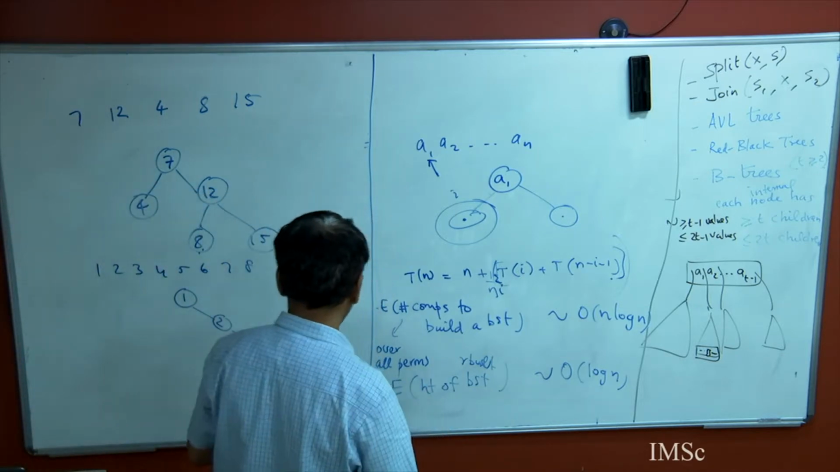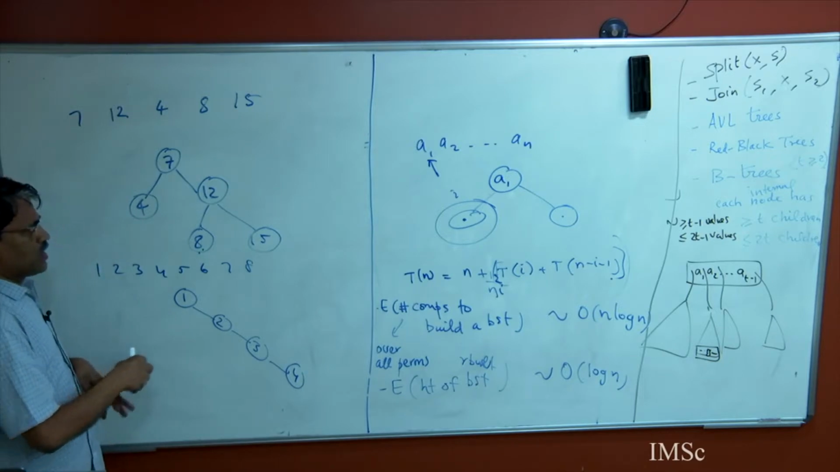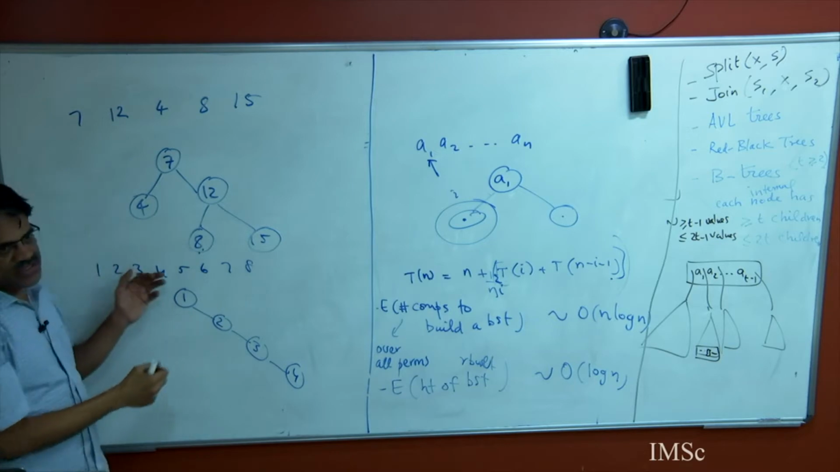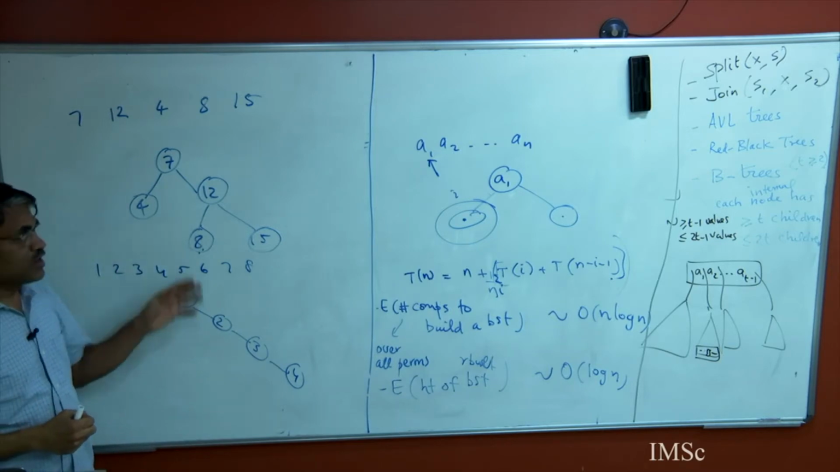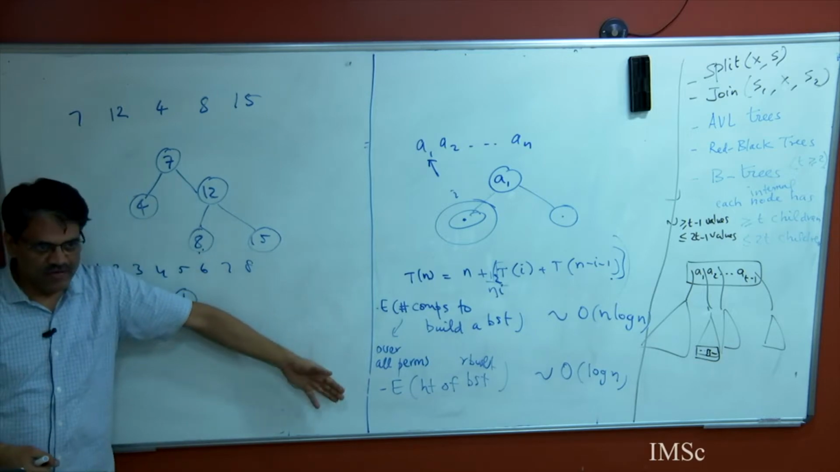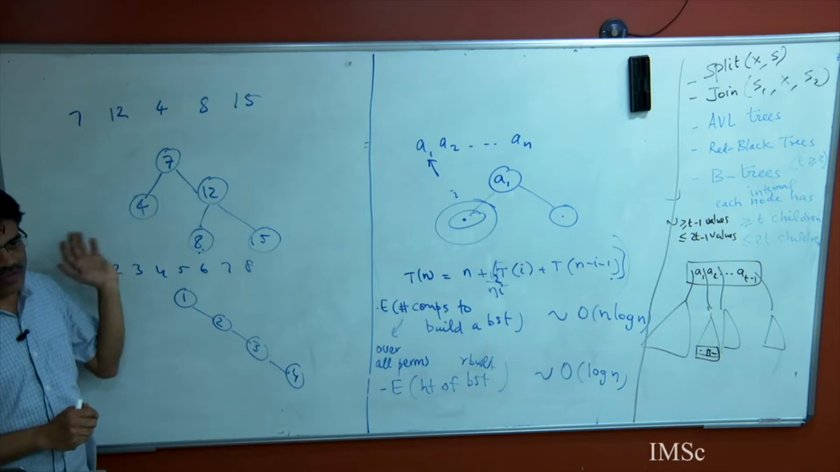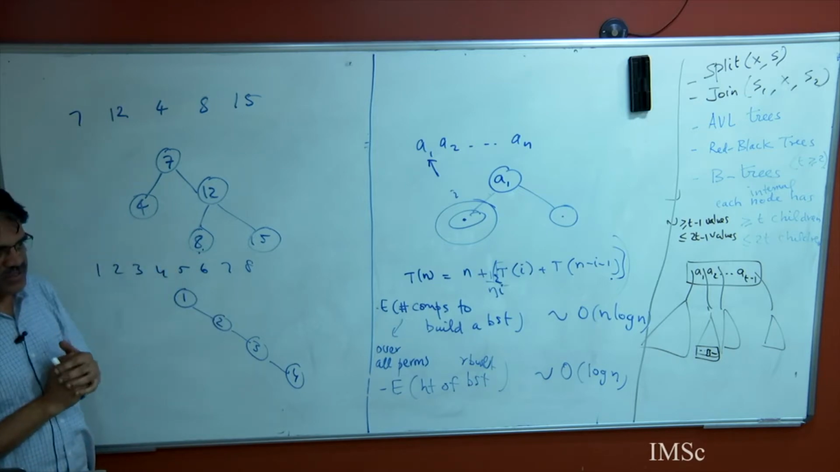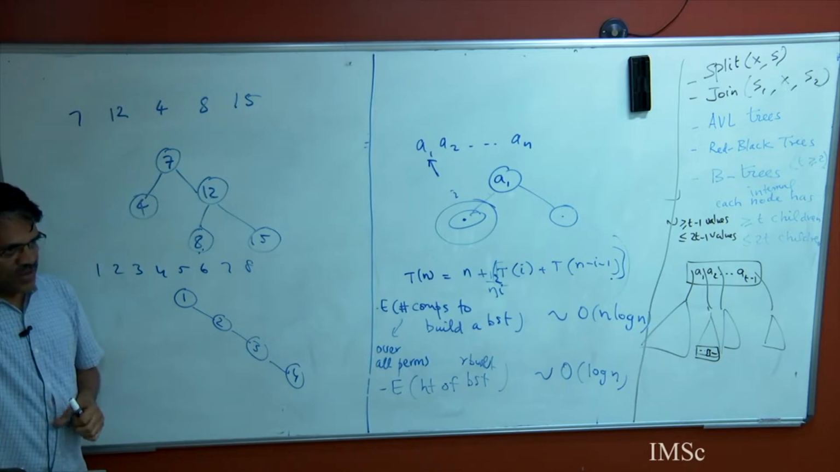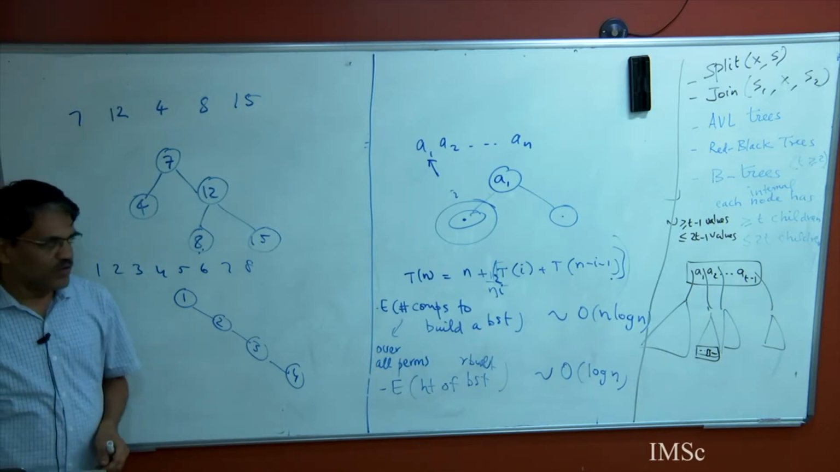So, is the question clear? I just insert elements as they come along and build my binary search tree, and I can argue that if all permutations are equally likely, then it has this nice behavior. One way to achieve it is just to randomly permute them and then build this binary search tree, but maybe not all elements are available to me in advance, so I have to do something. Okay, so what we will do is the following.